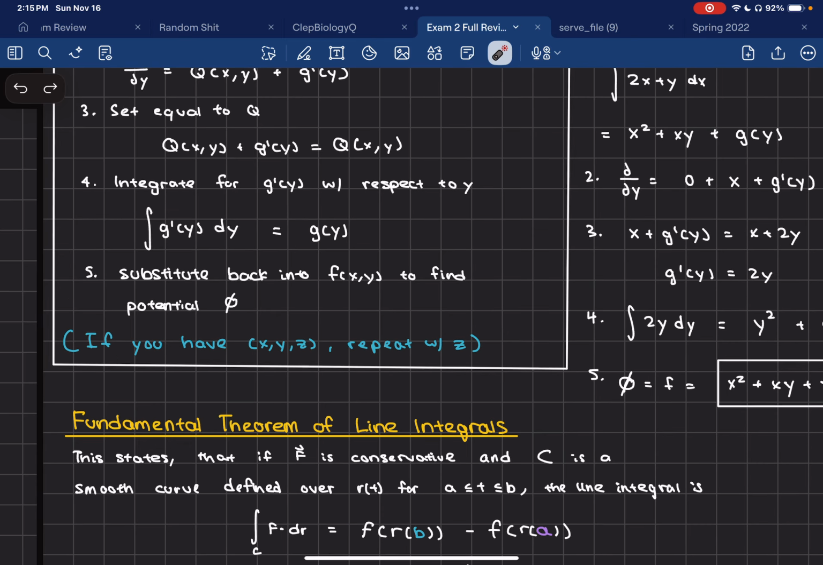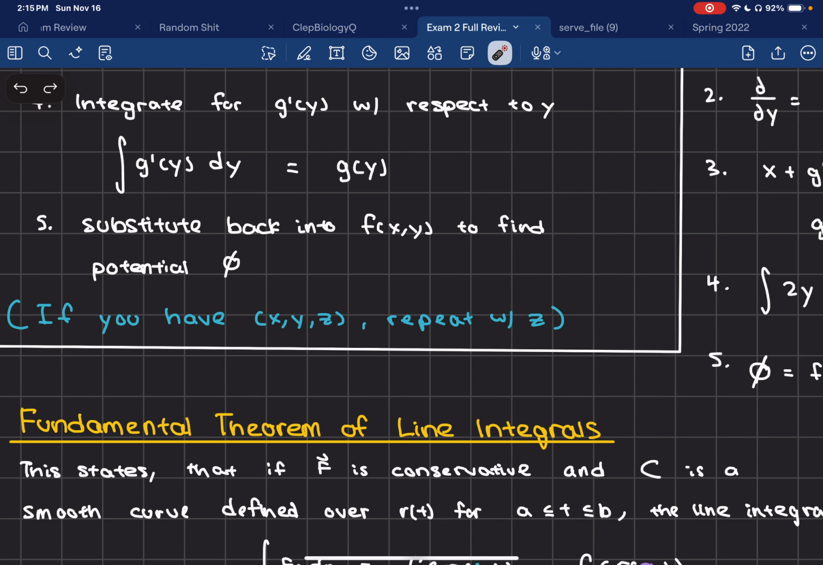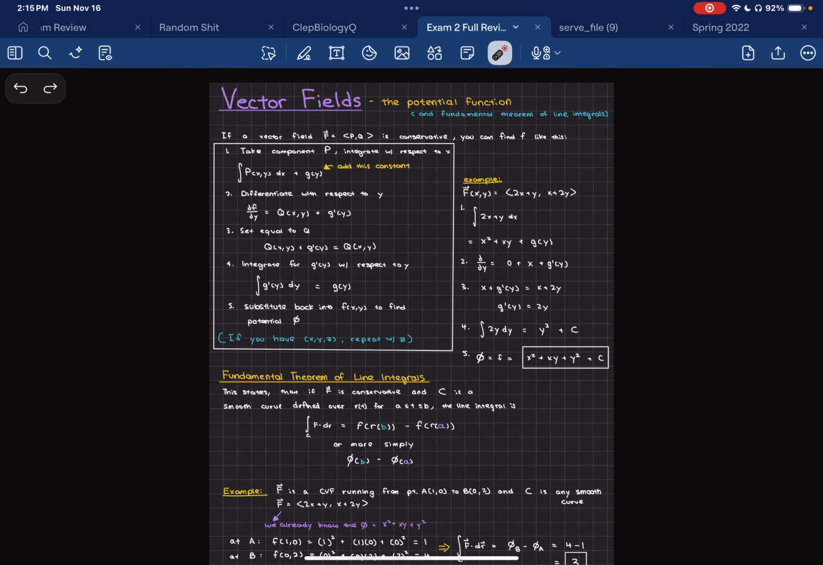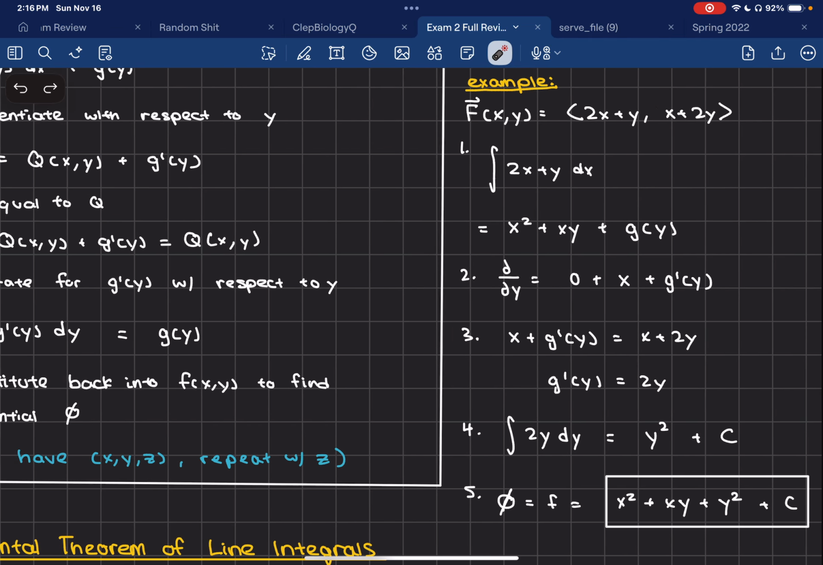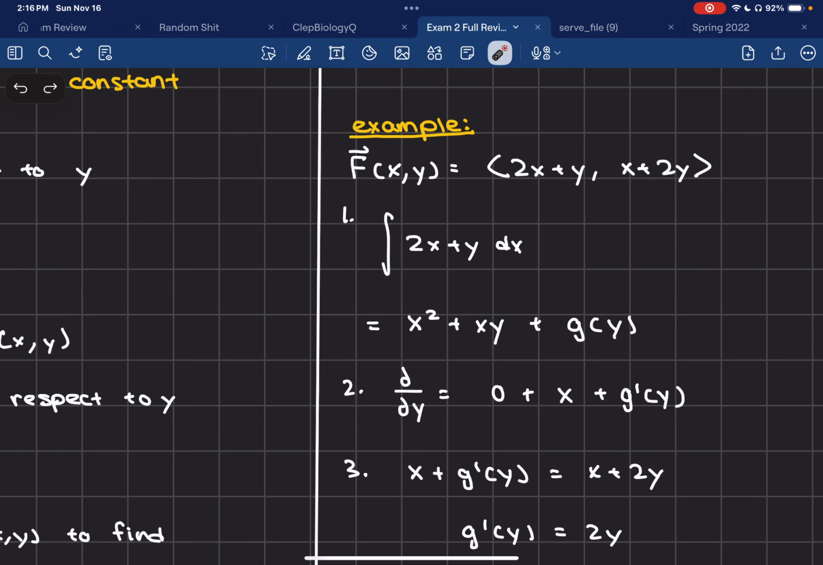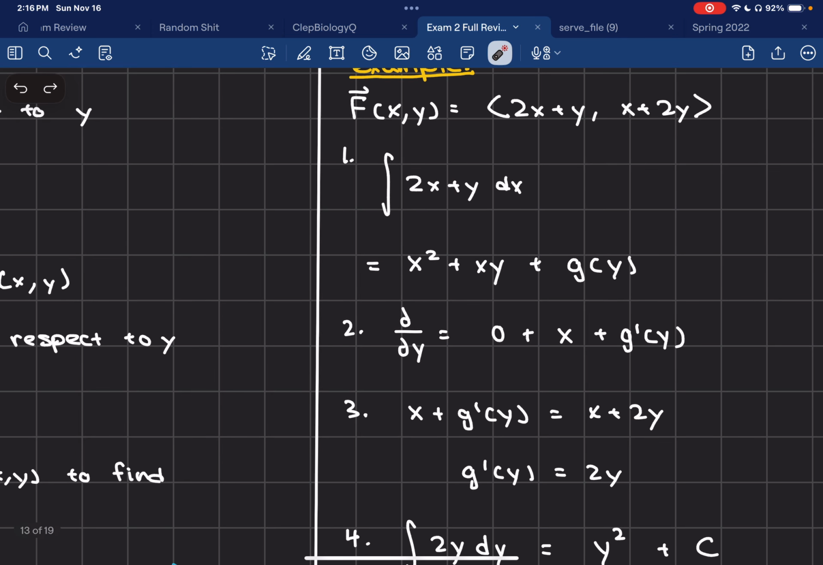And if you have three variables, you just repeat it with c. So here's an example, right? You have the vector field 2x plus y comma x plus y. As you can see, the first thing I do is integrate with respect to x, which gets me x squared plus xy plus this constant g of y.